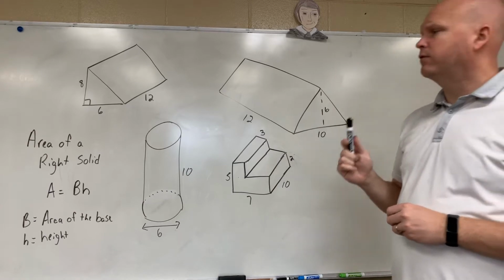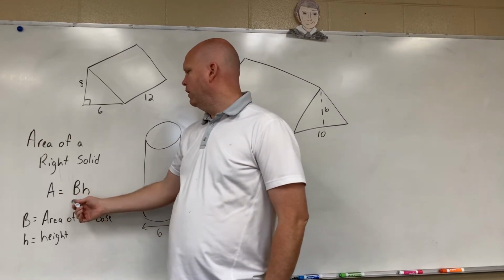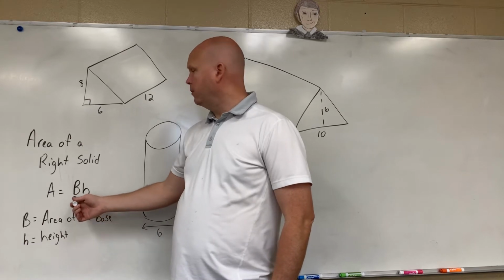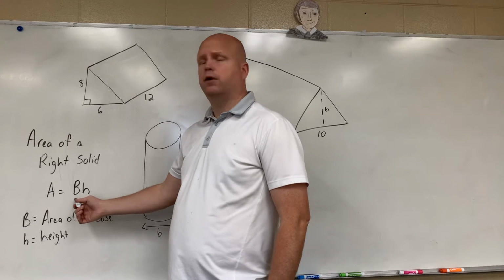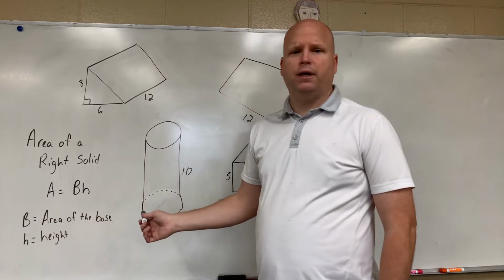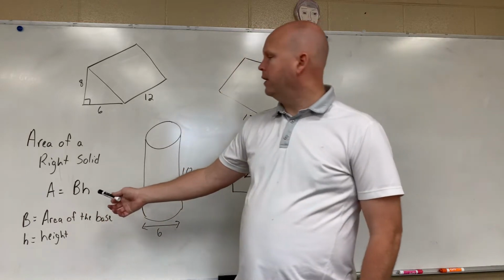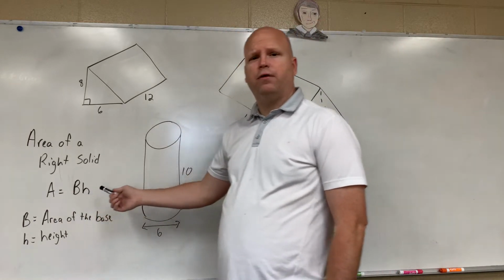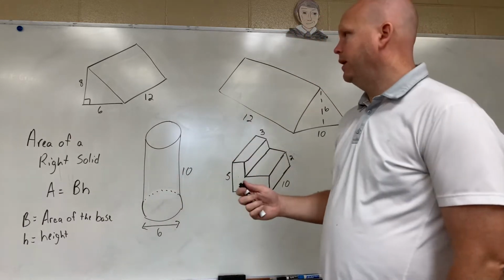Now the formula for finding the area of a right solid is area equals B times H. And remember before we talked about the capital B instead of the lowercase. In this case, the capital B stands for area of the base, and H stands for the height. When we were just doing area, it was a little b times H. But this is area of a right solid, which is area of the base times the height.